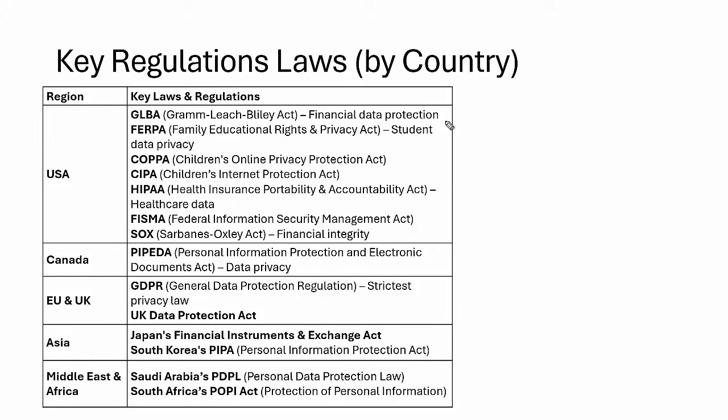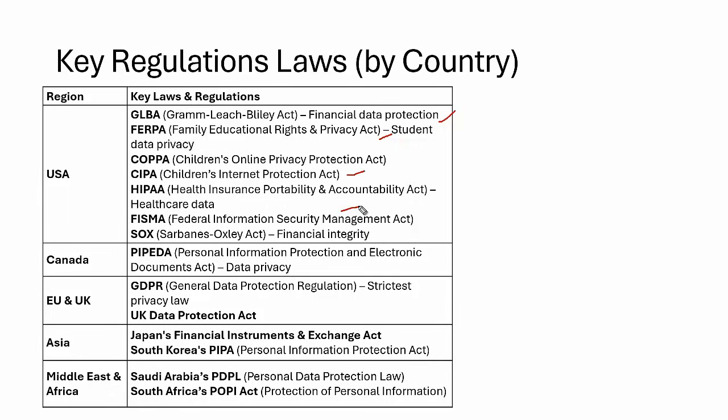For example, GLBA is US-specific, which is about financial protection in the US. FERPA was introduced for student data privacy. COPPA is for children's online privacy protection under the age of 13. The Children's Internet Protection Act is also there. HIPAA is for healthcare. So if I'm doing a healthcare business in the US, collecting healthcare data, I need to be compliant with HIPAA. FISMA was an act introduced after the 9/11 attack. If you're using federal IT systems, they need to be compliant with FISMA.